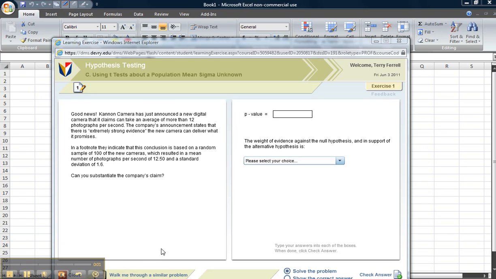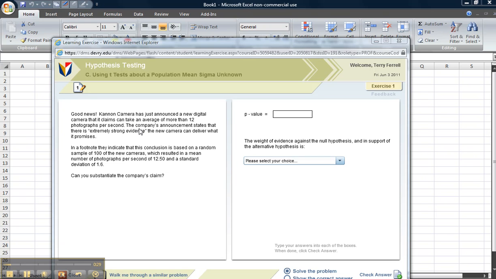Hello, here's problem module 5, problem C. It says good news, Canon camera has just announced a new digital camera that it claims can take an average of more than 12 photographs per second. That's their claim. They believe it can take more than an average of 12 photographs per second. So now we're in search of the true population mean. They believe it's 12.